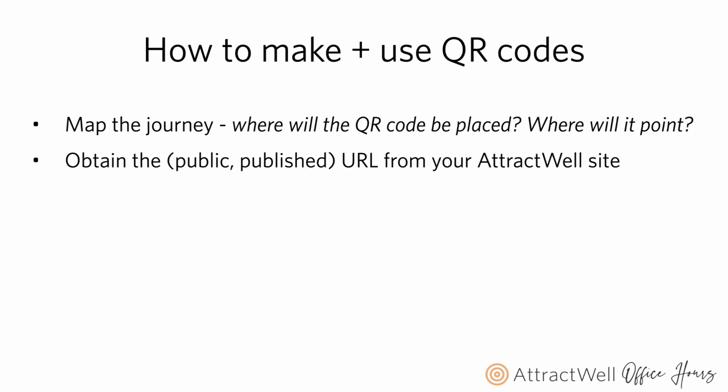All right, so the next thing that we want to do is, once we figured out where this thing's going to go, where it's going to point, we want to obtain the URL from your AttractWell site. From there, we're going to go to our favorite QR code generator and create our code.